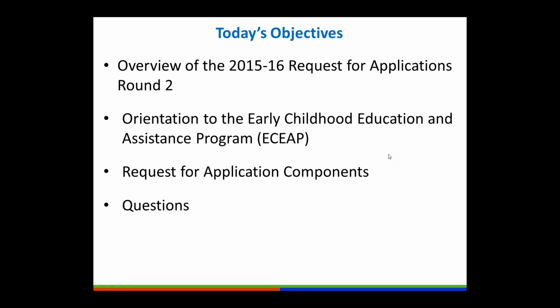So today's objectives: we're going to do an overview of the 2015-16 Request for Applications Round 2. I'll give you a little orientation to the Early Childhood Education and Assistance Program, which is also known as ECEAP. Then we will go over the components of the Request for Application. Where it says questions, that's the final call for questions. Go ahead and type those in by the end of today's webinar so we can work to get you answers and have those posted.